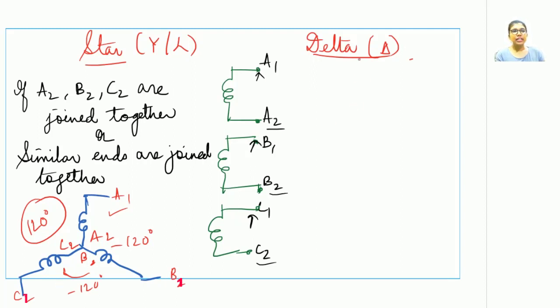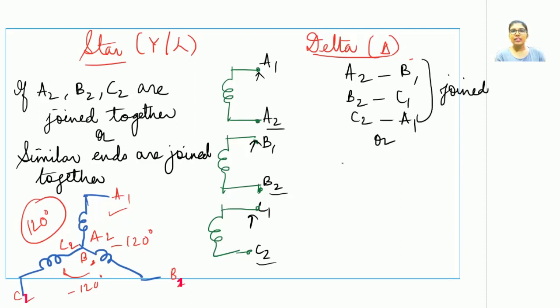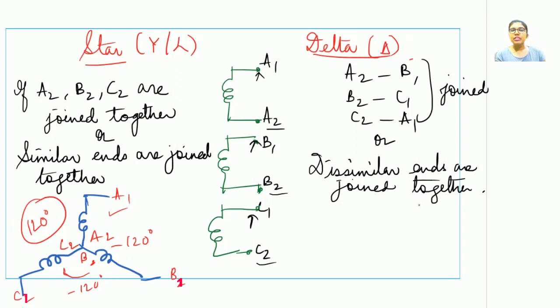Now let us move on to the delta connection. How would we get a delta connection? We have already joined the similar ends. Now that technique won't work. Now there is another technique which we can use. Can we join the subscript 2's with the subscript 1's? Like, can we join A2B1, B2C1 and C2A1 together? That can be called as dissimilar ends being joined together. When dissimilar ends are joined together, one gets a delta connection.